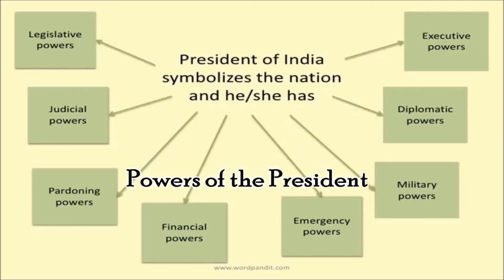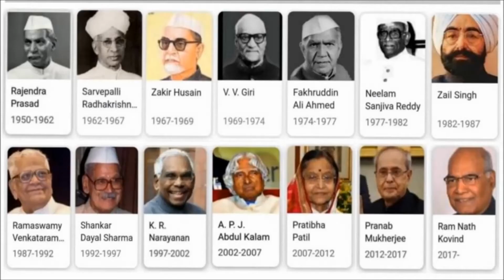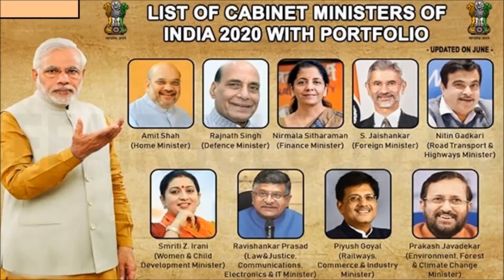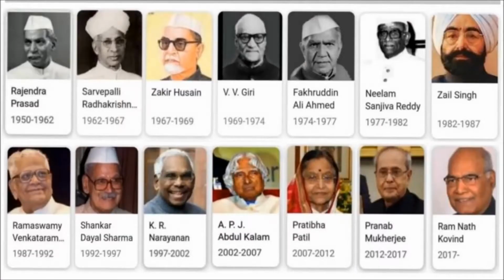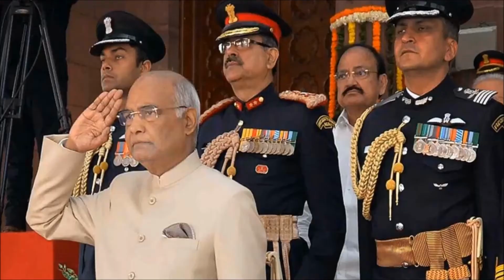Powers of the President. Executive powers. All administration is carried out in the name of the President. The President appoints the Prime Minister and, on his recommendation, appoints the other ministers. The President has the power to appoint persons to high posts like Attorney General, Auditor General, judges of Supreme Court and High Courts, governors, chairman and members of Finance Commission, chairman and members of the Union Public Service Commission, election commissioners, commanders-in-chief of the three armed forces and the ambassadors to different countries.